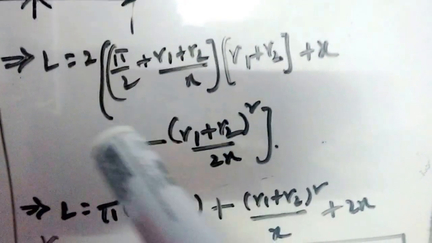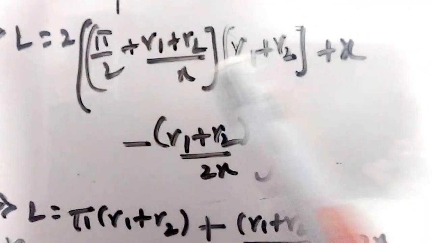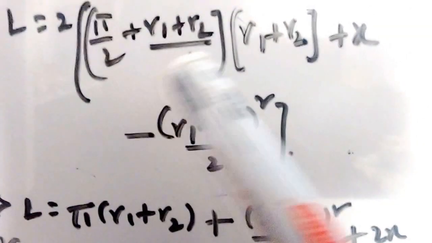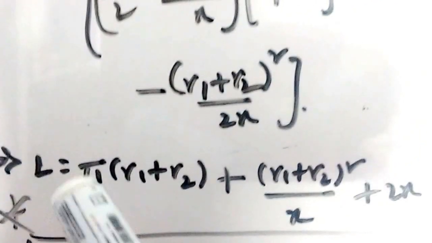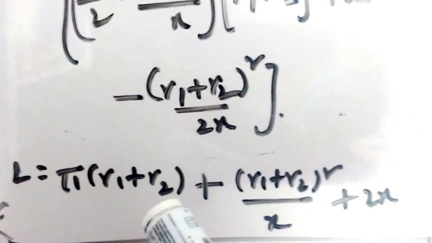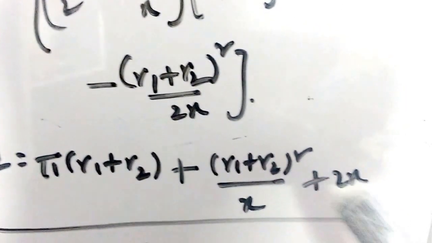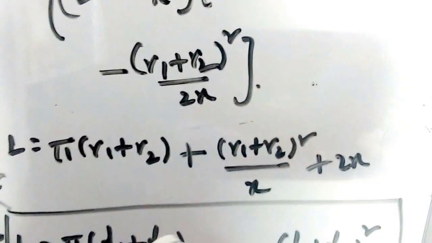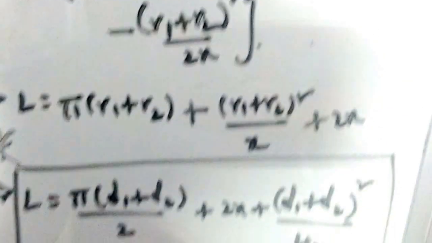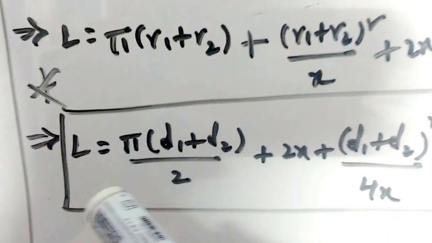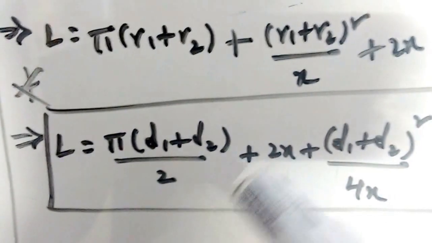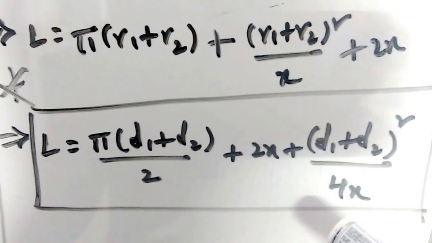Simplifying, finally you will get the equation L is equal to pi into (R1 plus R2) plus (R1 plus R2) whole square divided by x plus 2x. This is the equation in terms of the radii of the pulleys. If you want the equation in terms of the diameters of the pulleys, L is equal to pi into (d1 plus d2) by 2 plus 2x plus (d1 plus d2) whole square divided by 4x.